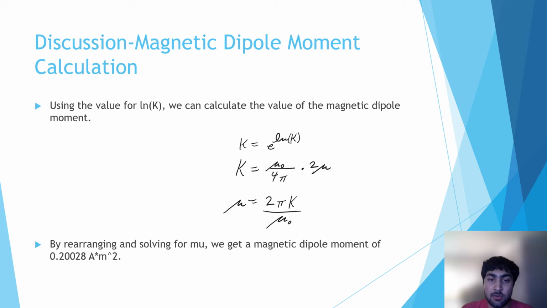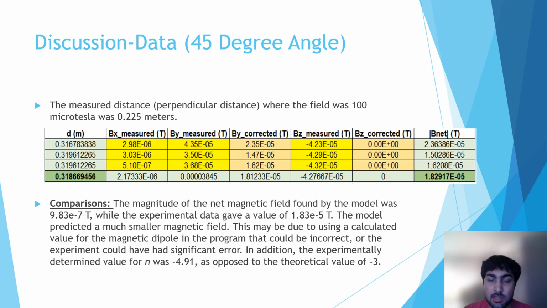Using the value for the natural log of k and the steps below, we can calculate the value of the magnetic dipole moment. By rearranging and solving for mu, we get a magnetic dipole moment of 0.20028 amperes times meters squared. This is the data for the magnetic field at the 45-degree angle point.